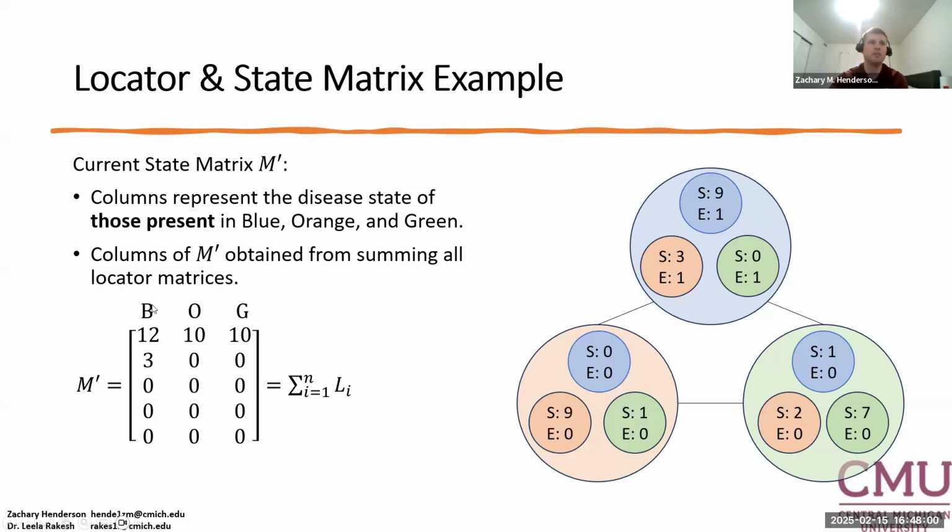So here in M prime, the first column, the blue column, is the distribution of people currently in blue. That is going to be 12 susceptible, 3 exposed. Currently in orange, there are 10 susceptible, no exposed, and currently in green, same thing, there are 10 susceptible, no exposed. So this is going to give the dynamics of where the disease is currently spreading. In this example, it looks like there may be a new outbreak starting in blue since all of the exposed people are there. Everybody in orange and green are safe from the disease until somebody who's exposed travels and starts to spread it in those locations.